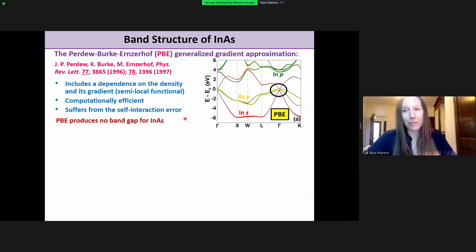And as a result of that, the band gaps of materials tend to be underestimated, sometimes to the point that a narrow gap semiconductor like indium arsenide will turn into a metal. And this is what you can see here. There's no gap here. And so that's pretty bad news for indium arsenide.